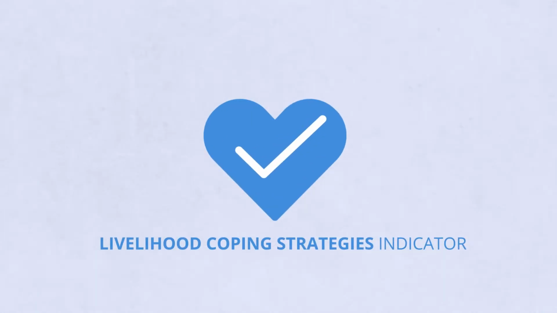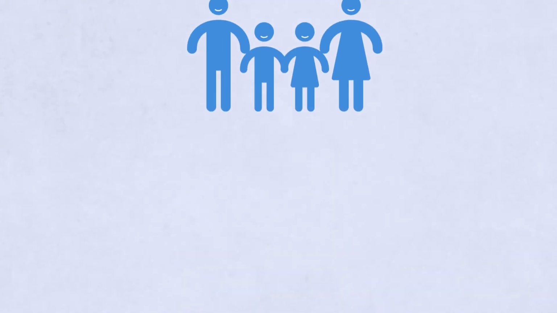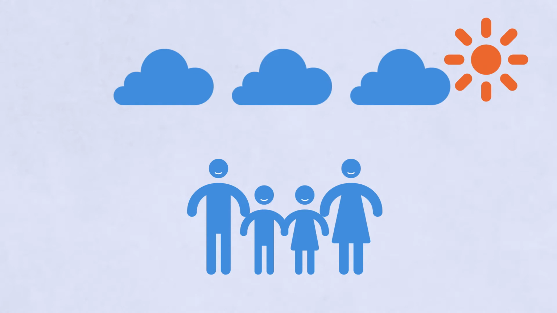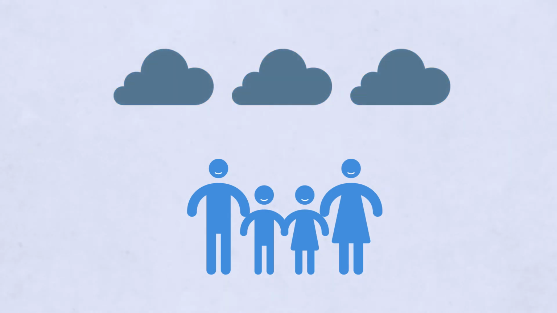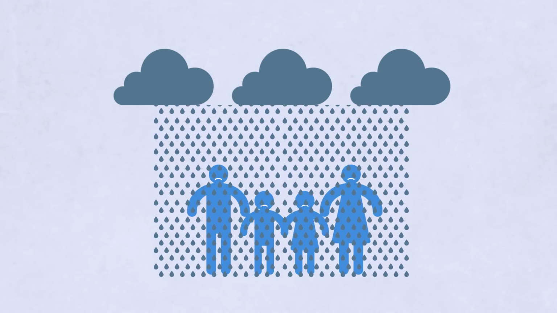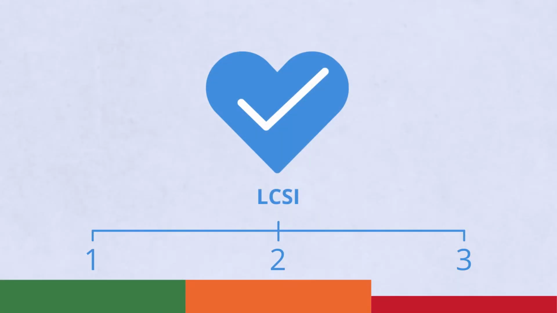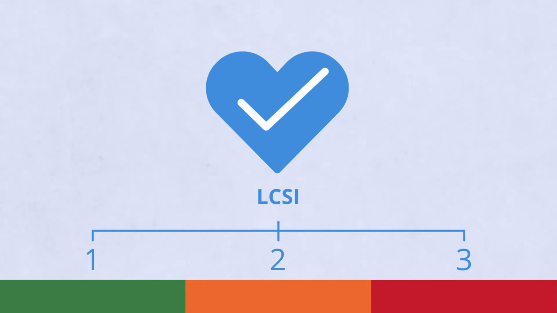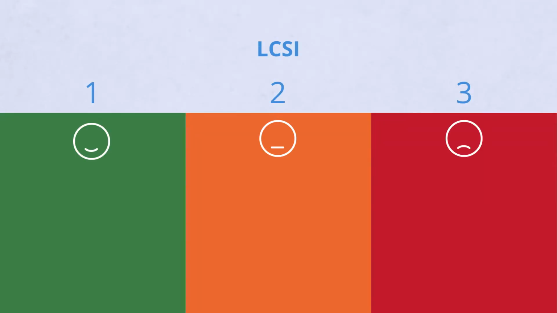2. The Livelihood Coping Strategies Indicator, LCSI, for essential needs. The LCSI provides information on the coping strategies that households adopt when they struggle to meet their essential needs. The coping strategies that are asked in this indicator are classified into 3 categories based on the severity of their implications. For example, spending savings in order to meet your essential needs is less severe than selling your farmland.